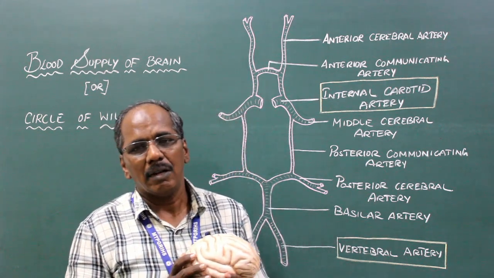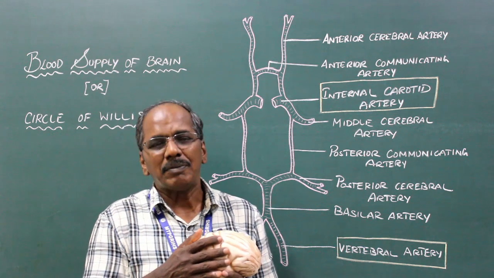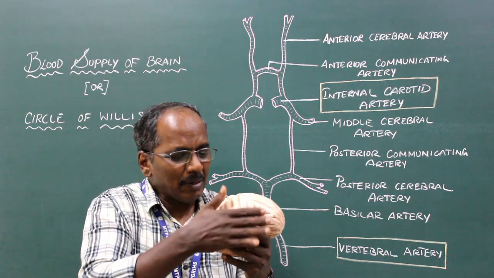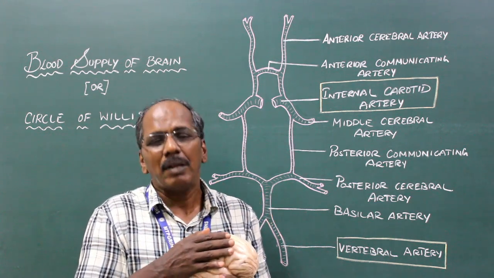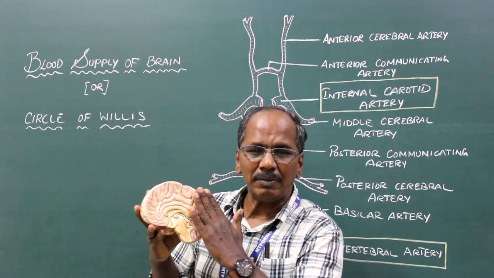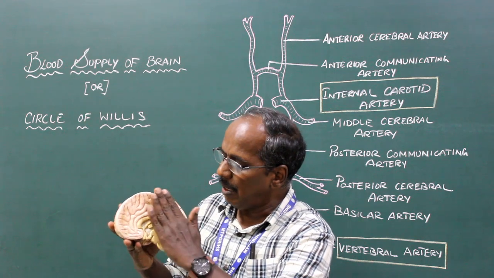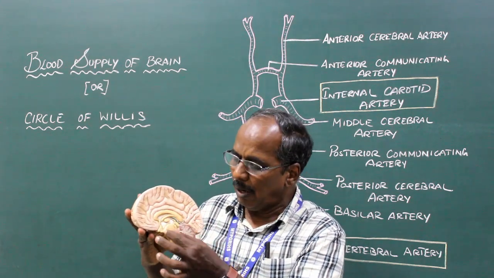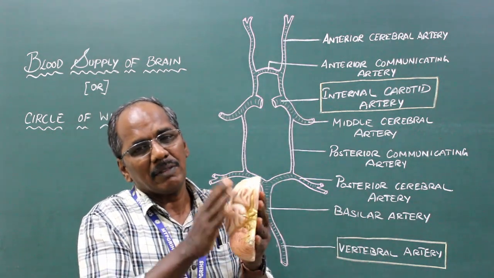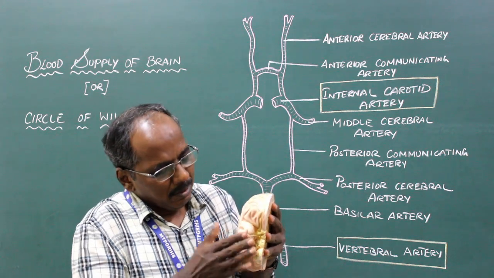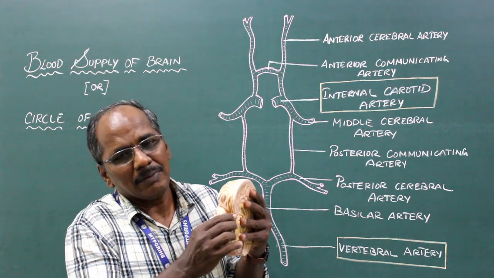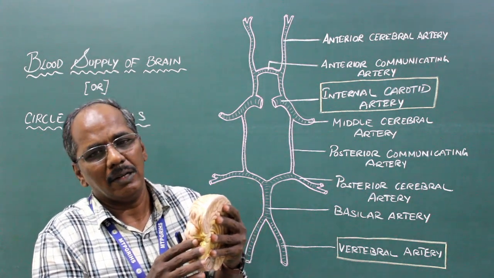Blood supply of different surfaces of cerebral hemispheres. The greater part of the superolateral surface is supplied by the middle cerebral artery. The greater part of the medial surface is supplied by the anterior cerebral artery and posterior cerebral artery. A small part is supplied by the middle cerebral artery. The greater part of the inferior surface of the cerebrum is supplied by the middle cerebral artery and posterior cerebral artery. A little part by the anterior cerebral artery.